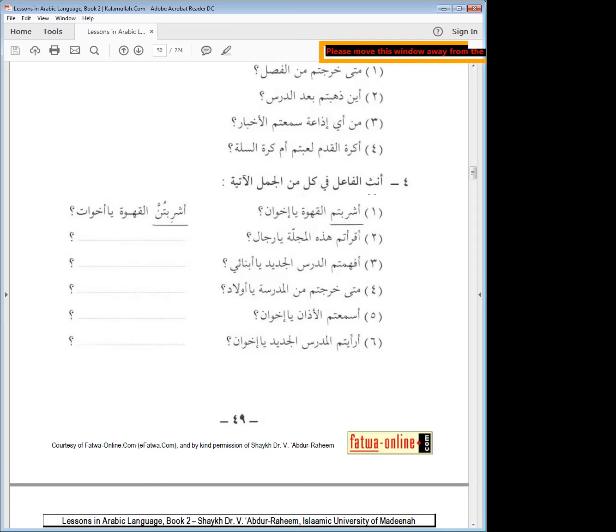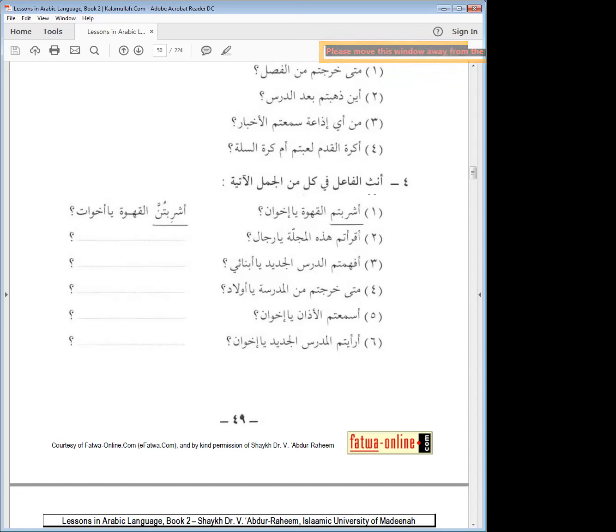So in this case, we're looking at pronouns attached to a verb in this particular lesson, right? Pronouns attached to a verb. Now in this case, these pronouns attached to the verb, they would represent the fa'il in the sentence. Remember what a fa'il is? We said, go back to the sentence structure again. We have two types of sentences. One is a verbal sentence, one is a nominal sentence.